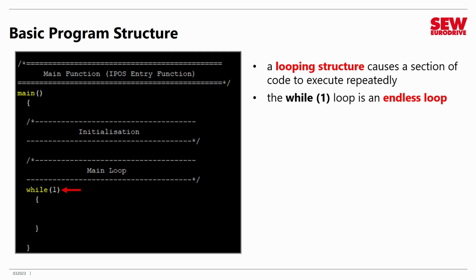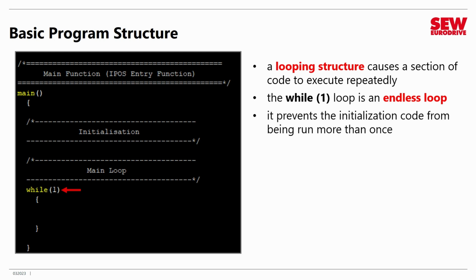That's how we keep the initialization from happening repeatedly. The while loop kind of traps the program into this endless loop so that it's only executing the motion control over and over. So it's there to prevent the initialization code from being run more than once. And when you create an empty source file, it always has that while loop built in there because the designers of IPOS knew that everybody's got to do that, so they put it in there.